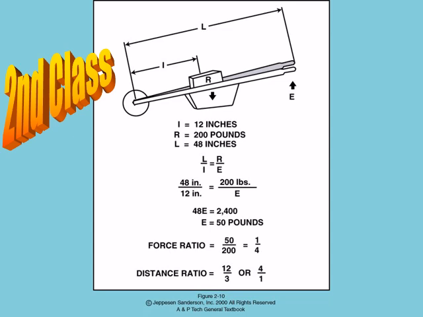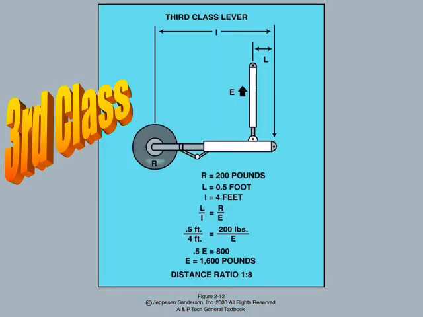A common aviation example is the wheelbarrow-like motion seen in some cargo loading systems. In this configuration, the mechanical advantage is always greater than 1, reducing required input effort. A third-class lever places the effort between the load and the fulcrum.